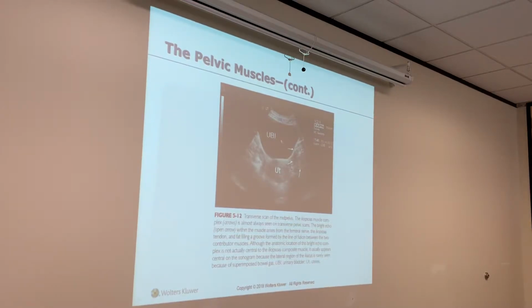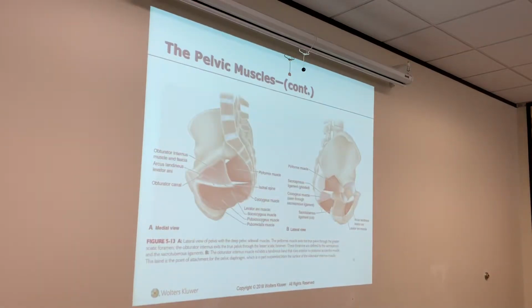Here is the bladder. Here is the uterus. Here is an ovary. This is a transverse, trans-abdominal view. Iliopsoas arrows. The iliopsoas muscle is the arrow. The bright open arrow is the femoral nerve. So this is how the muscles are going to be in there.